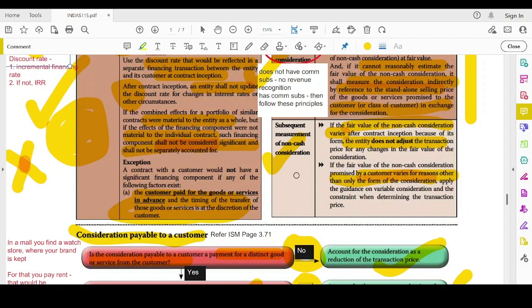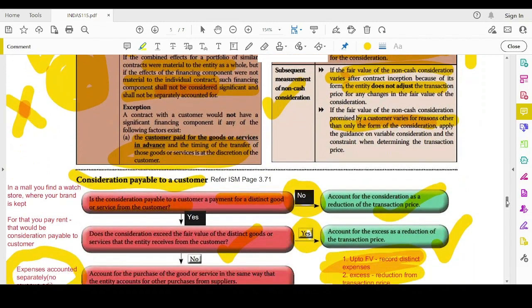Okay, if I have assembled and given you, then it's merely the form which has changed. The entity should not adjust the transaction price. If it is for any other reason, for example the gold price itself has increased, then I can estimate and change the fair value based on the guidance which is available. Then, consideration payable to the customer.